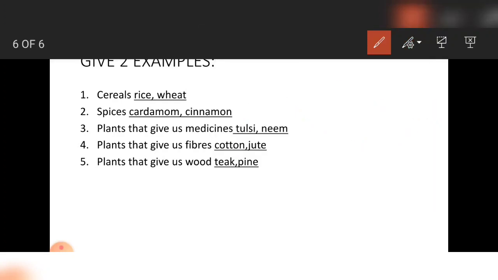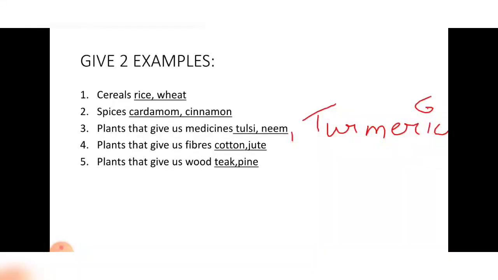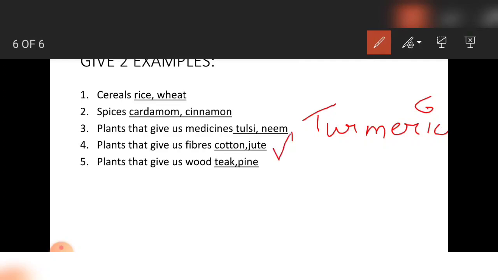Now, third topic, plants that give us medicines. As we had discussed in the class, tulsi and neem are the plants that give us medicines. But one of the students told me, ma'am, turmeric is also. So you can write turmeric also. You can write tulsi and turmeric, or neem and turmeric also. Okay. Now, plants that give us fibers, that are cotton and jute. These are two, and you have to compulsorily write cotton and jute. Now, plants that give us wood, that is teak, pine and shisham. Okay, you can write that.